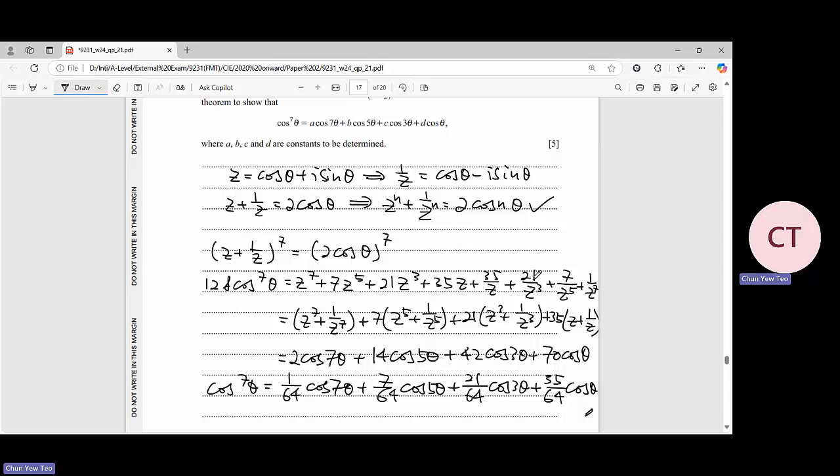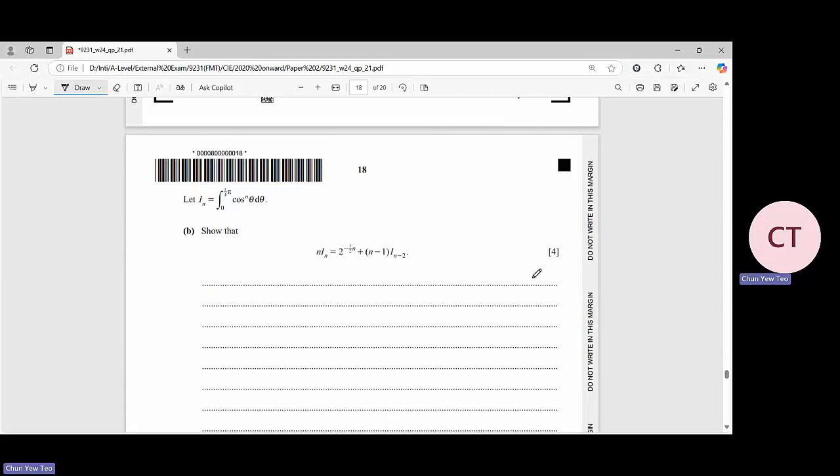Now we're moving on to question number B. They are giving you the In. This is maybe a reduction formula, so we need to integrate this. In is equal to the integral from 0 to pi over 4 of cos to the power n theta d theta. So what you need to do is we will borrow cos n minus 1 theta, and cos theta goes out like this. Then this one, we are going to integrate, and this one we are going to bring out.